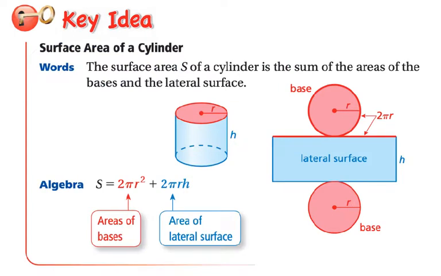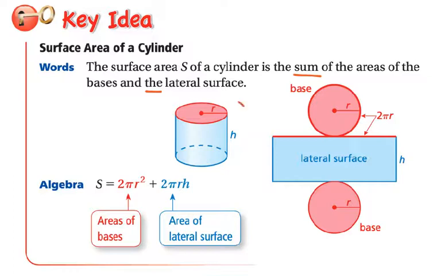So here we get our first introduction into how we're going to find the surface area of a cylinder. In words, we describe this by saying that the surface area, which we'll call S, of a cylinder is the sum, similar to what we did with our previous surface areas, the sum of the areas of the bases and the lateral surface, and that wording is going to be very important.